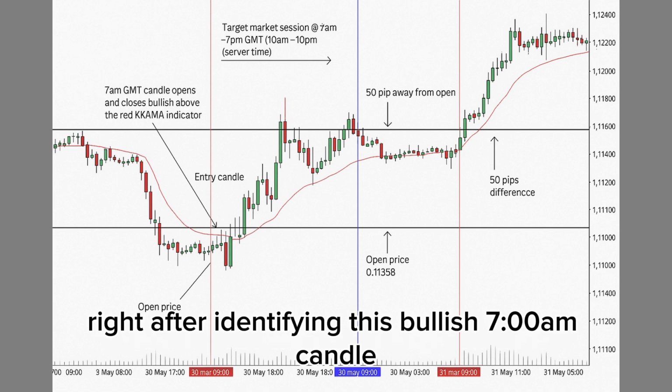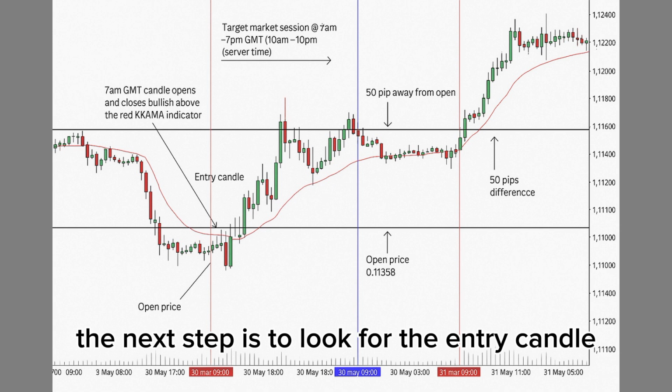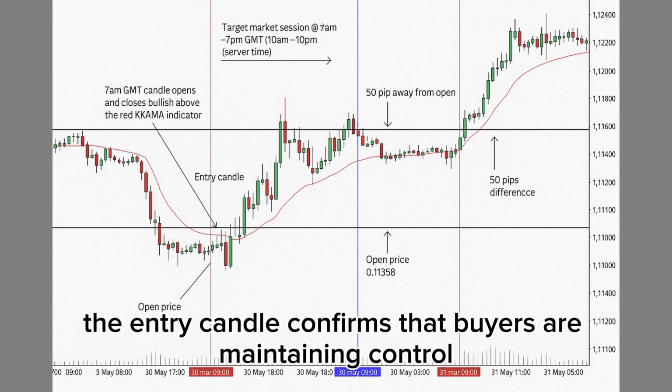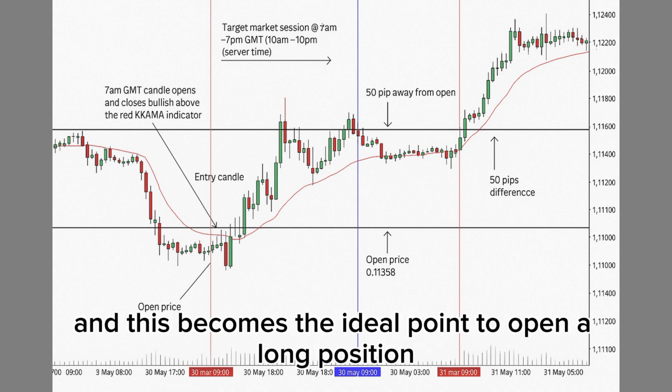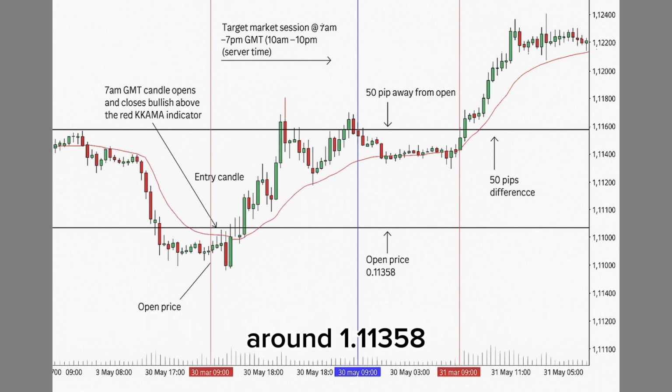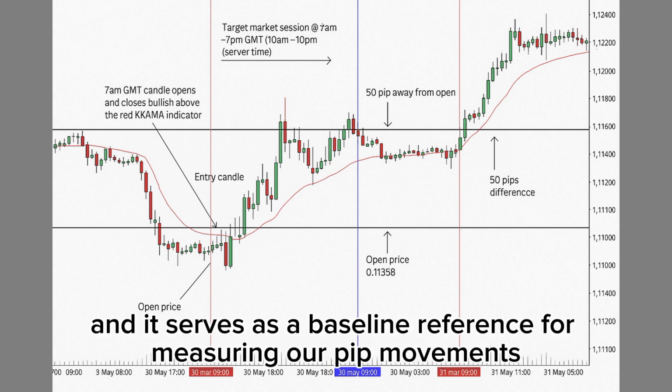Right after identifying this bullish 7 a.m. candle, the next step is to look for the entry candle, which forms immediately after the 7 a.m. session open. The entry candle confirms that buyers are maintaining control, and this becomes the ideal point to open a long position. The open price at this time is clearly marked on the chart around 1.11358, and it serves as a baseline reference for measuring our pip movements.